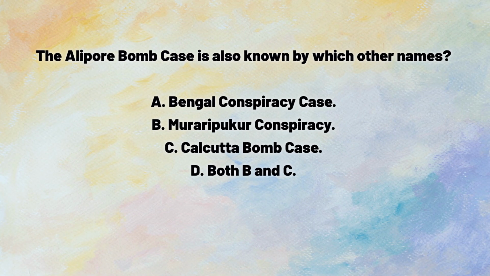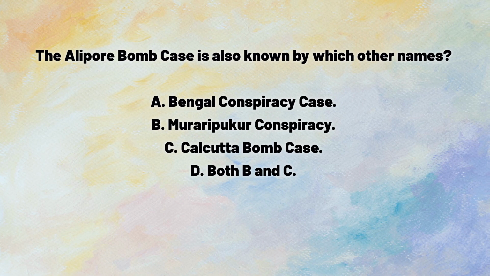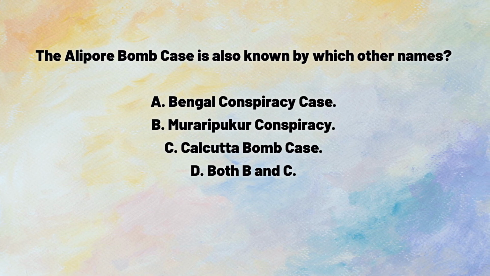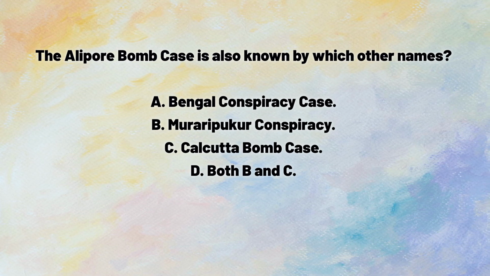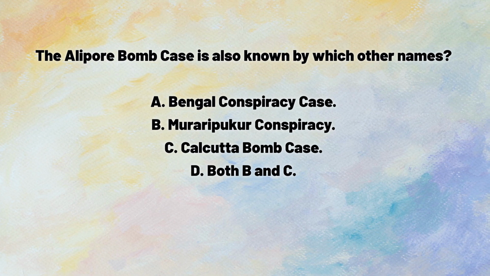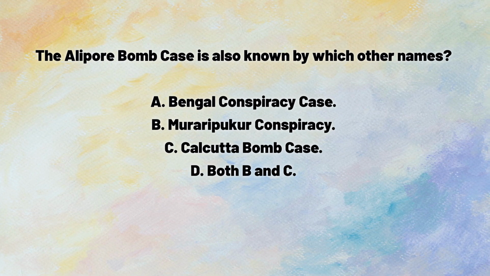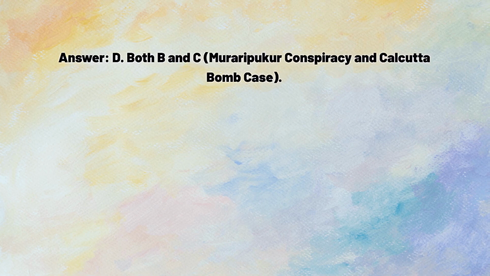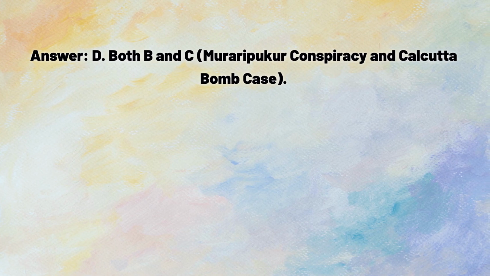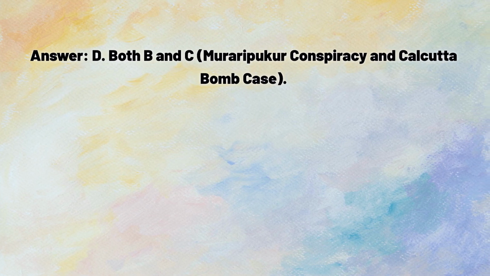The Alipur bomb case is also known by which other names? A. Bengal conspiracy case. B. Moradipukur conspiracy. C. Calcutta bomb case. D. Both B and C. Answer. D. Both B and C, Moradipukur conspiracy and Calcutta bomb case.